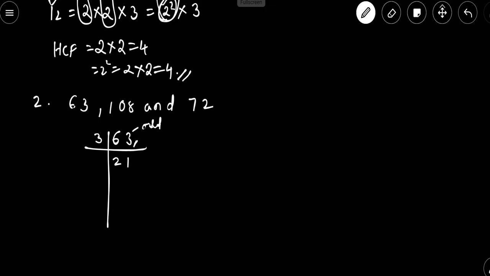So now you have 21. Again it is divisible by 3. 3 sevens are 21. 7 is a prime number, so it is divisible by itself. 7 ones are 7.